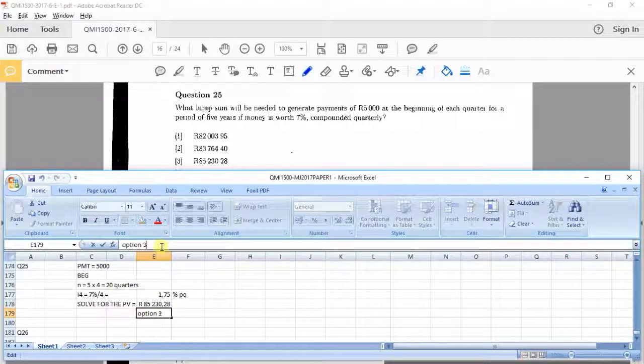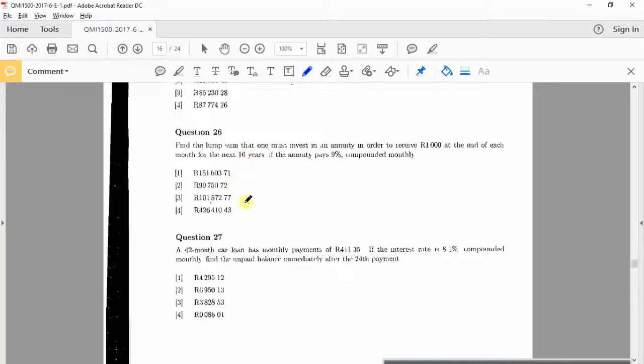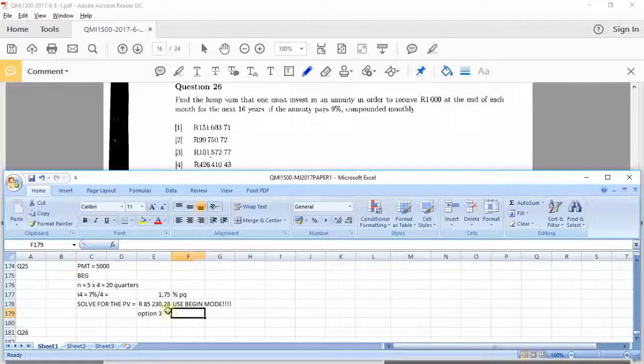85230.28. Yes, that's actually correct. Okay, perfect. So that should actually be the answer. So it's actually option 3. Okay, be careful. Use begin mode. Alright, so I made a mistake the first time I did it. I used end mode, not begin mode. Alright, now that's the right answer.